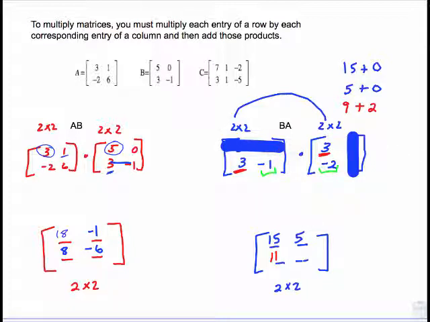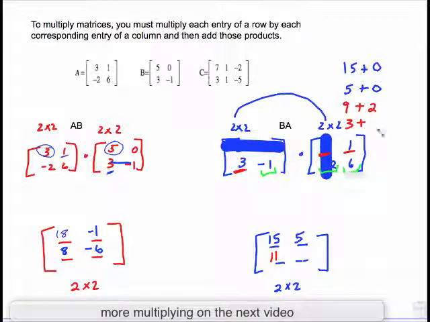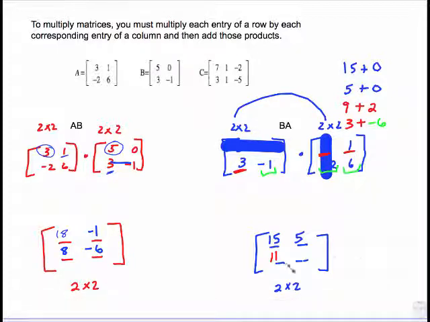Keep the top row covered up, but we do need to move the cover on this over here. And now we are doing first in the row times first in the column. 3 times 1 is 3, plus second in the row times second in the column. -1 times 6 is -6. So 3 plus -6 is -3.